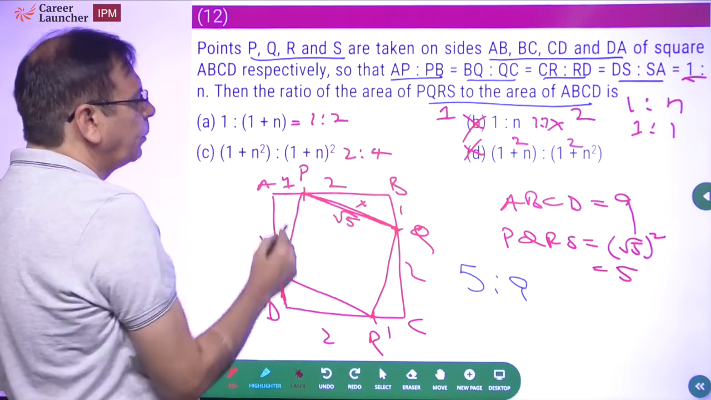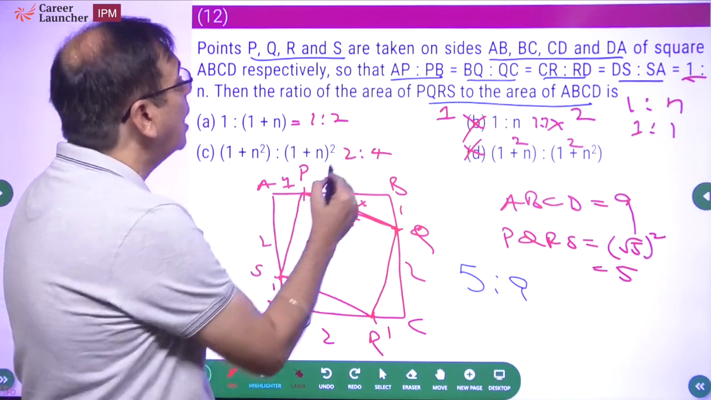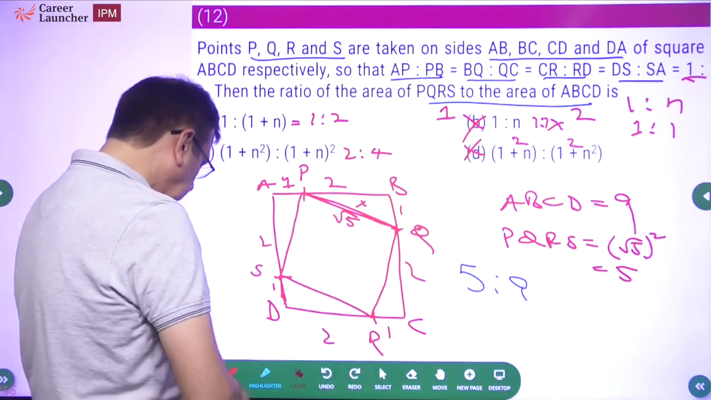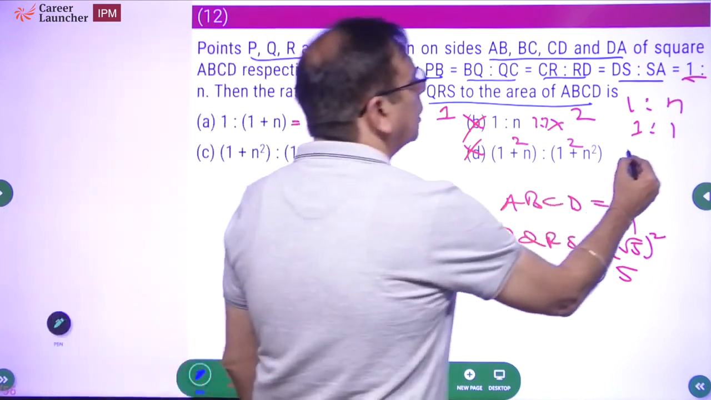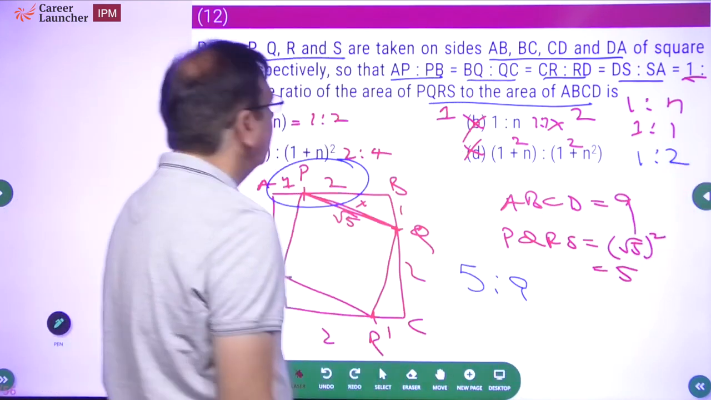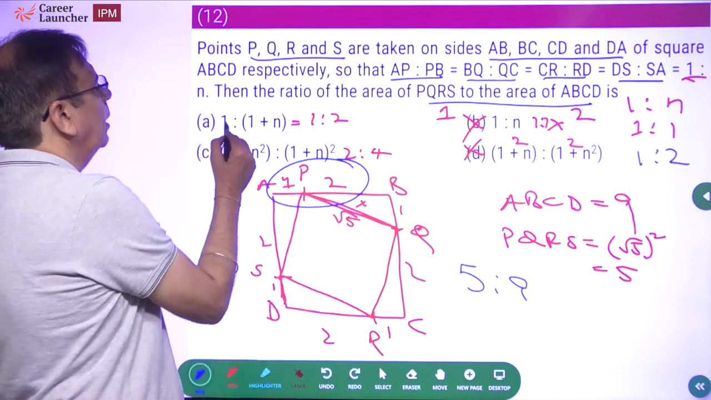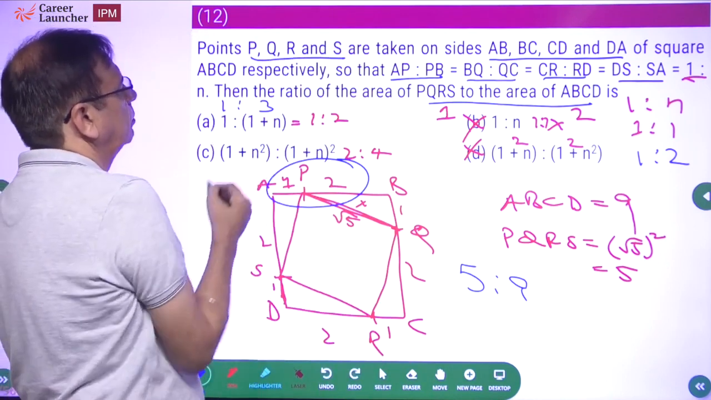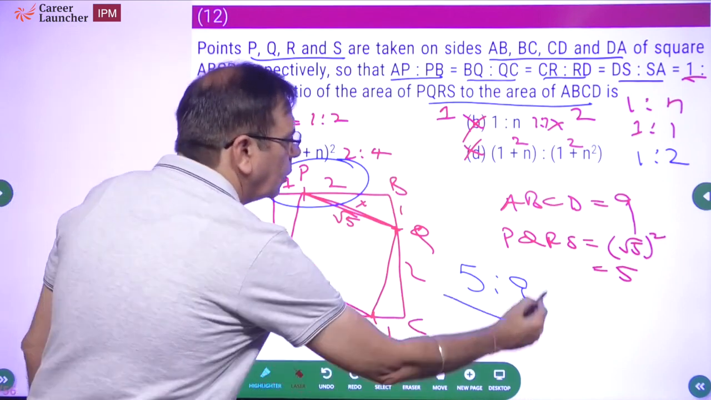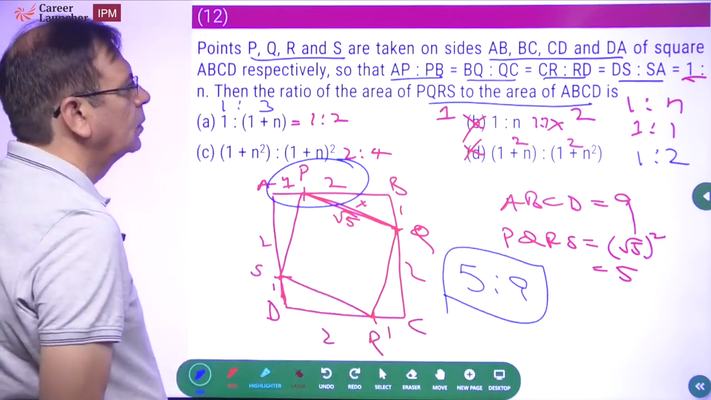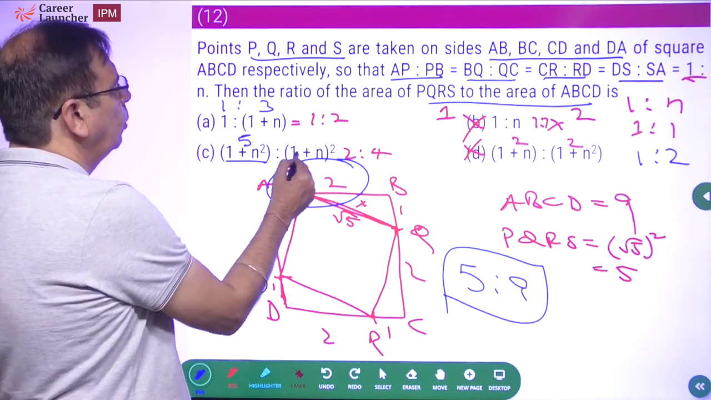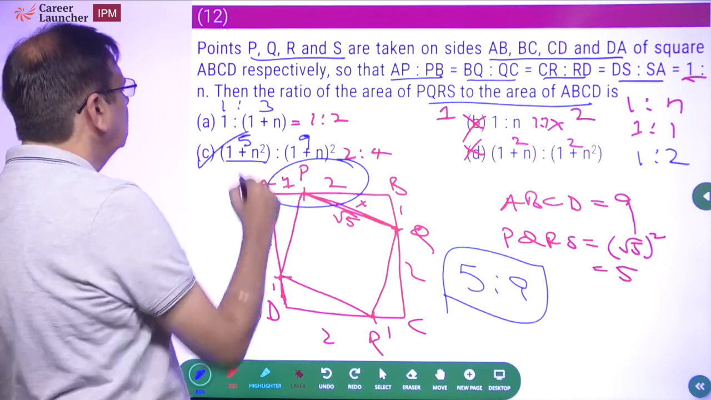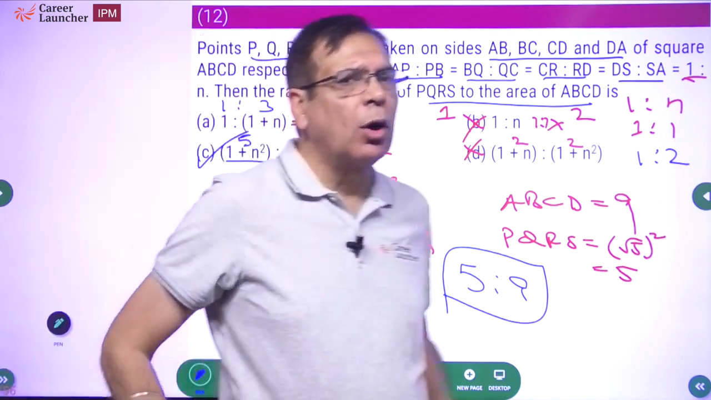So if I put, what is n in this case equal to? What is 1 is to n? In this case, 1 is to 2. Now it is 1 is to 2. If n is 2, what does it become? 1 is to 3. We want 5 is to 9. Okay. So if n is 2, what does this become? 2 squared plus 1, 5. 2 plus 1, 3, 9. Correct answer. So in 2 iterations we got the answer.